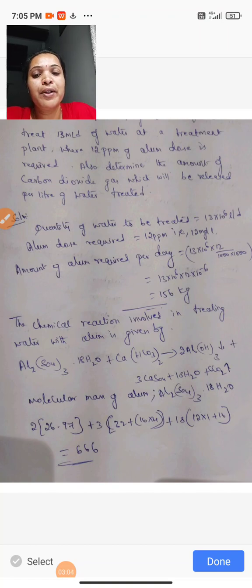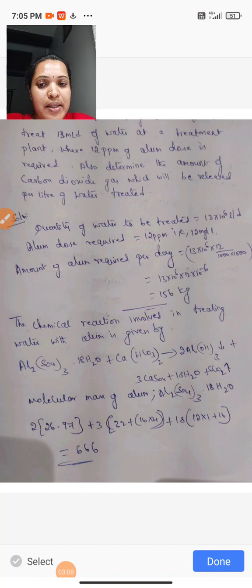Okay. So here, what is the alum formula? The alum formula is Al2(SO4)3·18H2O. That is the whole formula. That is Al2(SO4)3·18H2O, the alum formula.